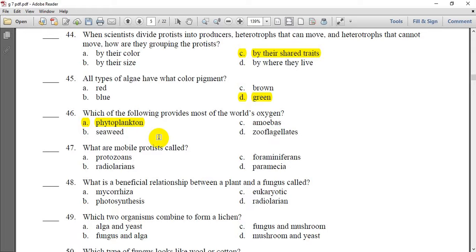Question 47. What are mobile protists called? Mobile means moving. The protists that move, we call them protozoa.